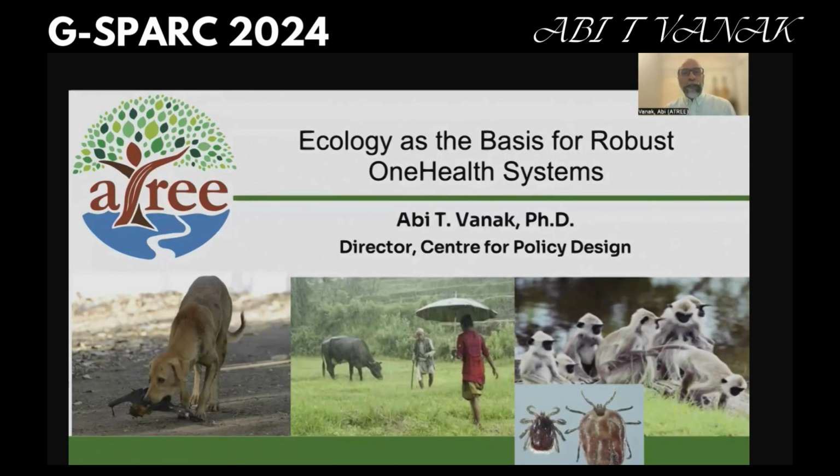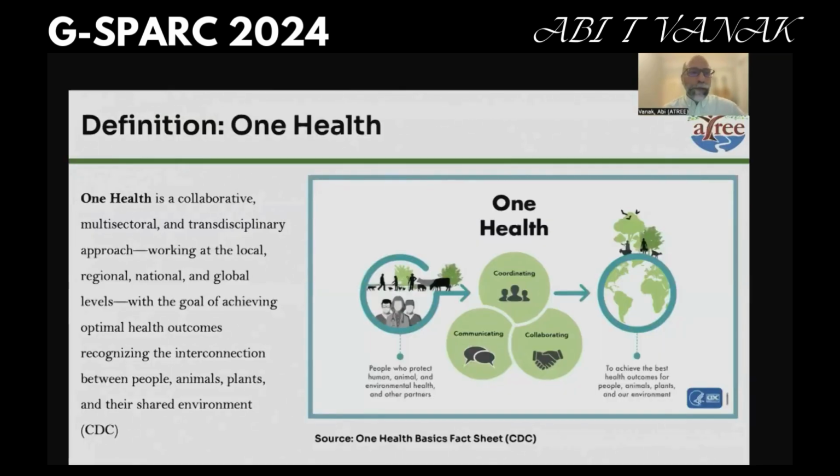So today I'm going to be talking about ecology as the basis for robust One Health systems. So what is One Health? I'm sure you'll hear this term quite a lot. One Health, of course, as defined by the CDC, is a collaborative, multi-sectoral and transdisciplinary approach to working at the local, regional, national level with the goal of achieving optimal health outcomes. In particular, it recognizes the interconnection between people, animals, plants, and their shared environment. Put very simply, One Health means that if you want to have healthy people, you also need to have healthy animals and a healthy planet.